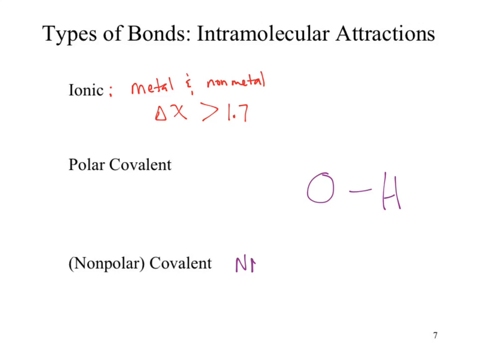So I'm just going to abbreviate that NM for nonmetals. But that definition is a little bit too narrow. Nonpolar means what? They're sharing their electrons equally. There are no poles.